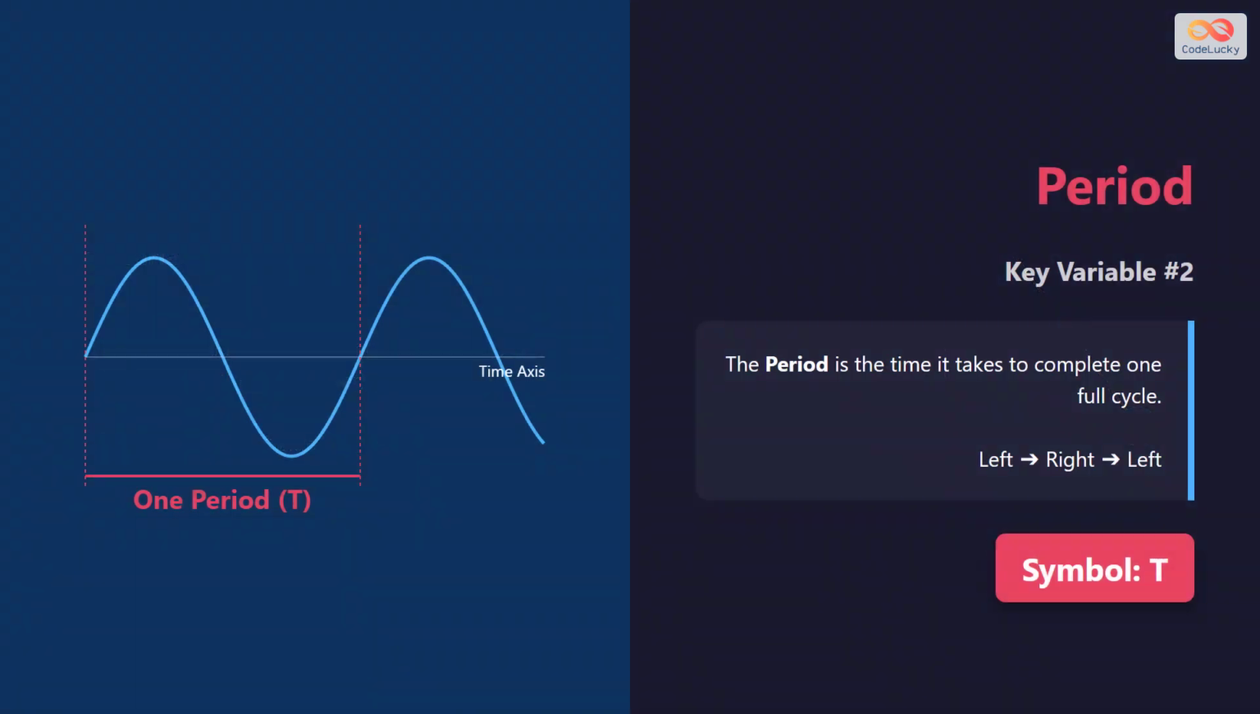The second key variable is the period. Represented by the symbol T, the period is the amount of time it takes to complete one full cycle. On our time graph, this is the horizontal distance between two repeating peaks. Knowing the period is essential for determining the frequency of the wave.